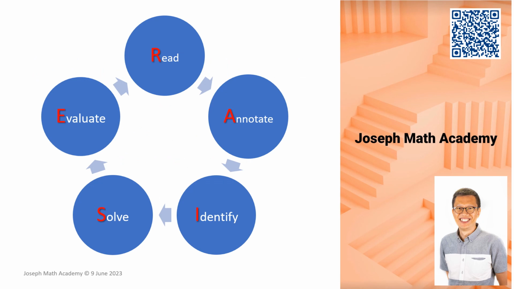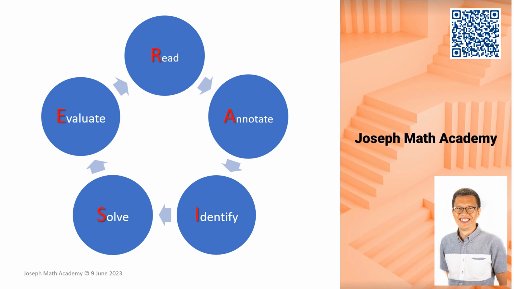Remember to read and annotate at the same time, line by line, sentence by sentence, to pick up keywords and important clues. These keywords, clues and hints help us to identify the heuristics and the concept. Once we know the heuristic and concept that is most suitable to attack this question, I believe we should be able to solve the problem.